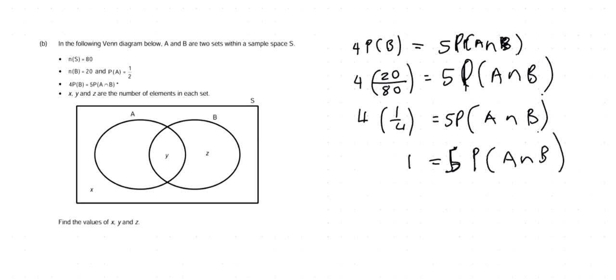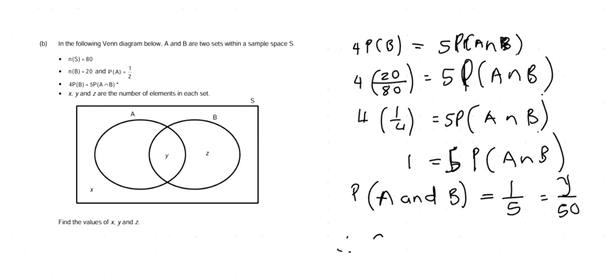Therefore, the probability of A and B would be 1/5. And A and B is the same as Y, so A and B is Y over the total. So A and B would be Y over 80, and therefore Y would be 1/5 multiplied by 80, giving us 16.